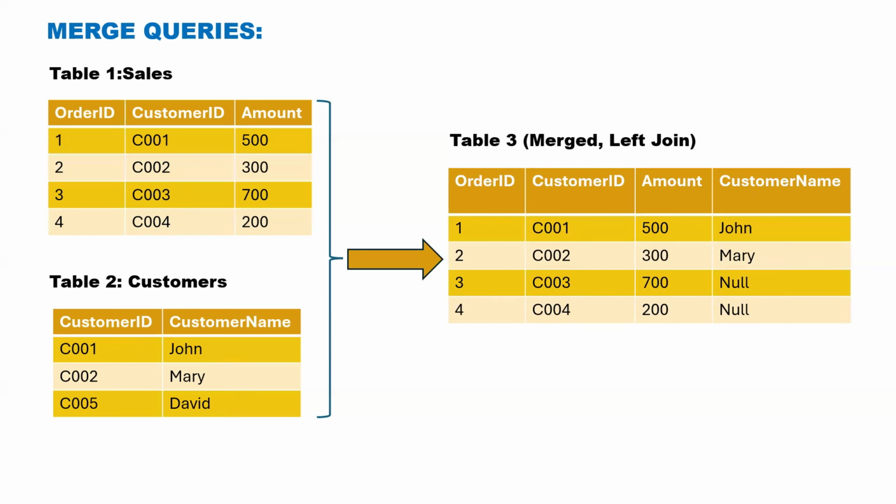Full outer join returns all rows from both tables, matching records where possible and filling in nulls where data is missing. Inner join returns only the matching rows from both tables. In this example, that would include only the two customers with ID C001 and C002.